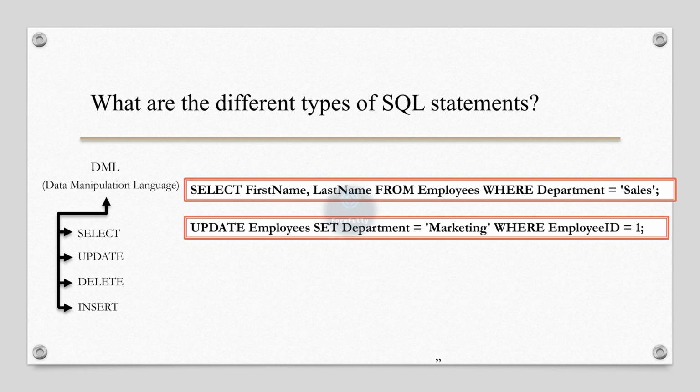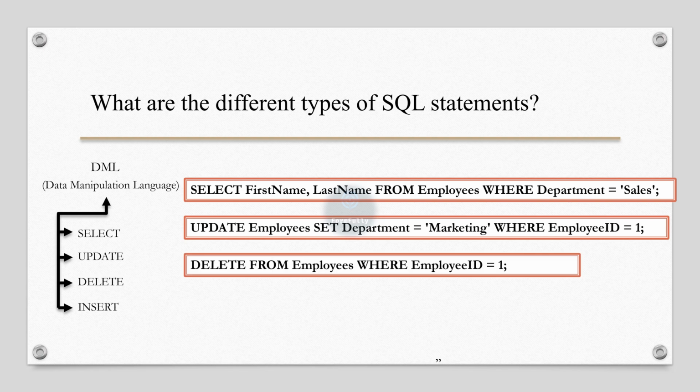Second, update. Update is used to modify the existing data within a table. So the example is update employee set department equals to marketing where employee ID equals to 1. This statement will update the department as marketing where employee ID equals to 1.